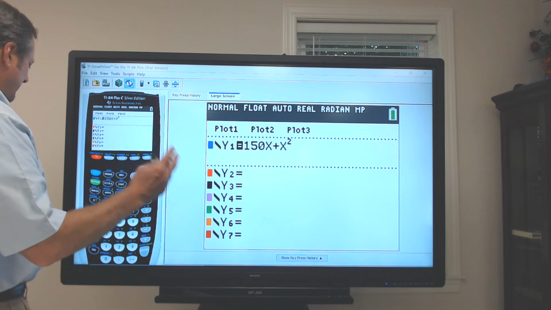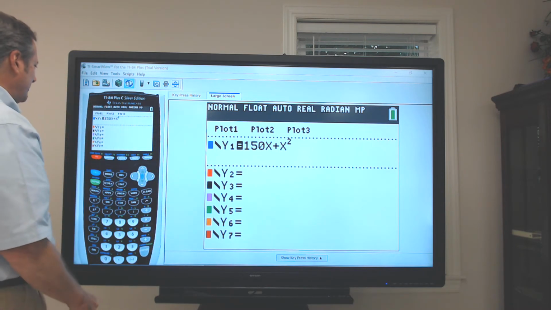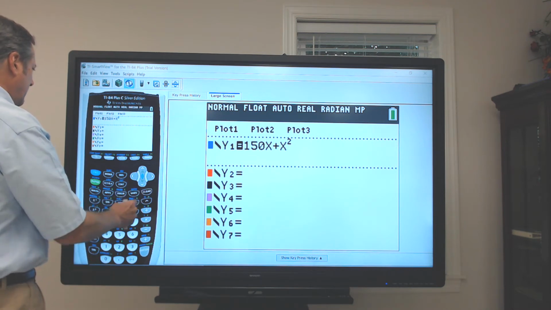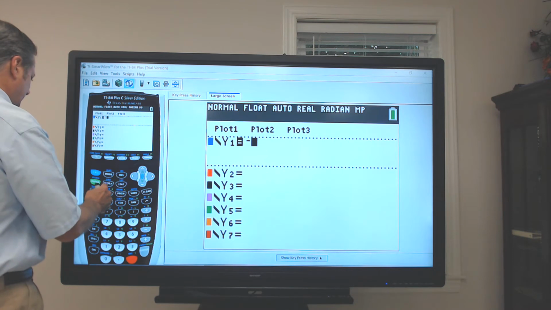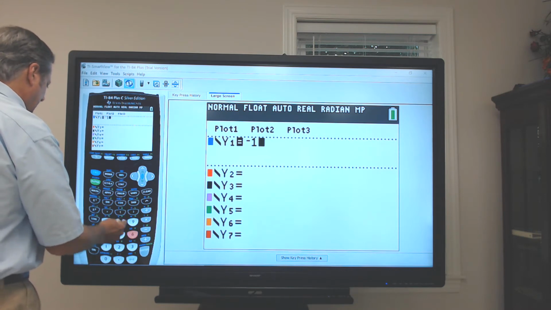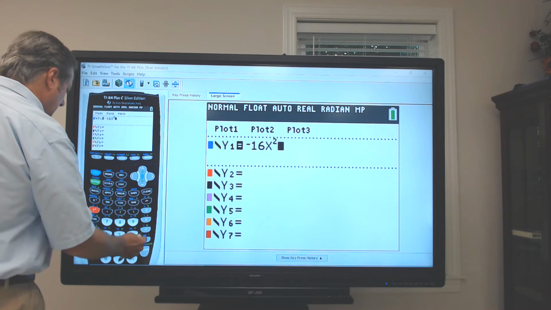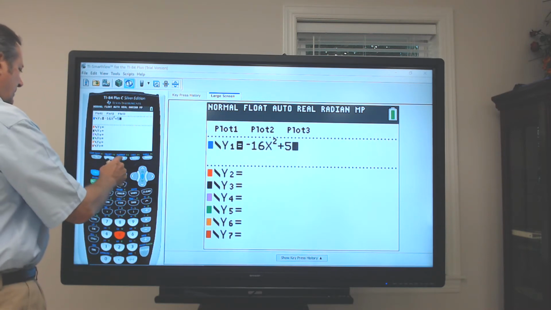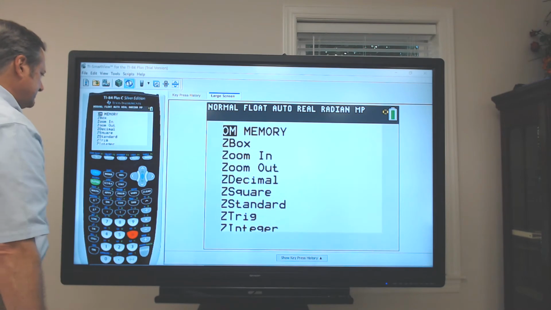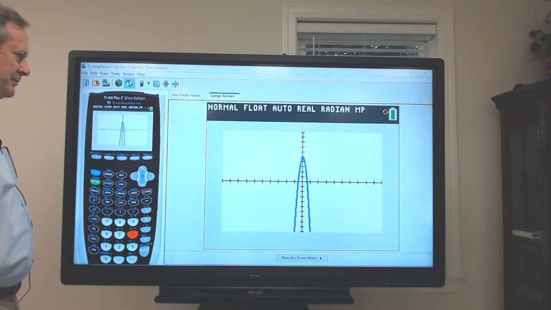All right, let me just give you a different example super quick so you can see how the maximum thing works. Let me just clear that out. And let's go with a negative 16x squared plus 5. And we're going to go zoom 6. Now the one in the test works out nicely. This is one that I just created.